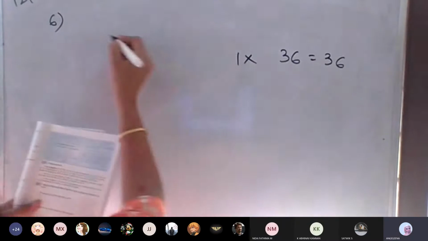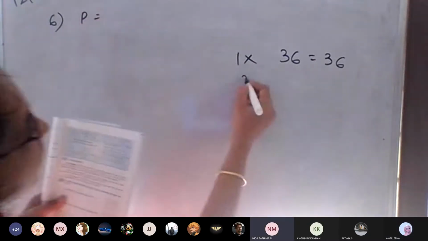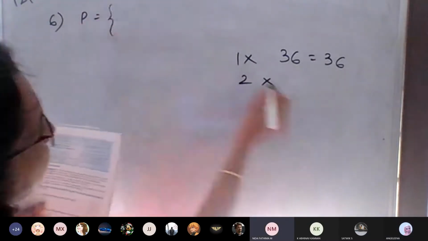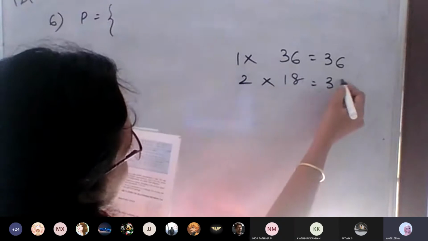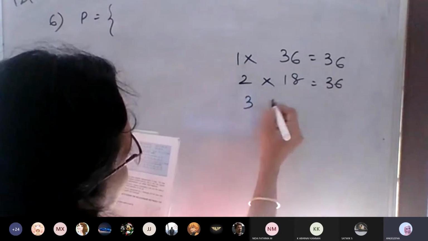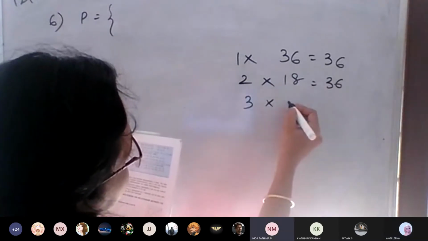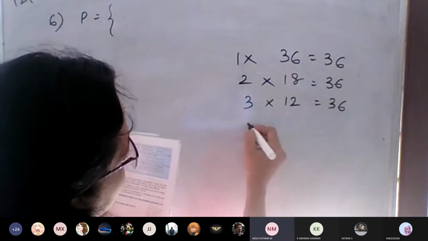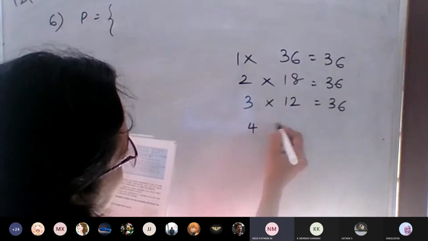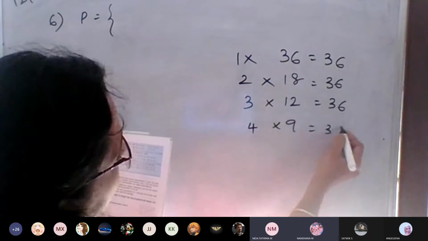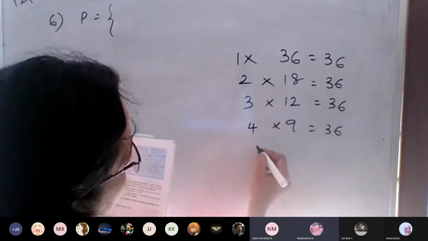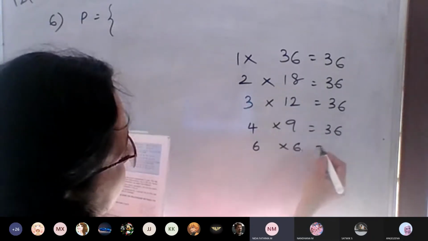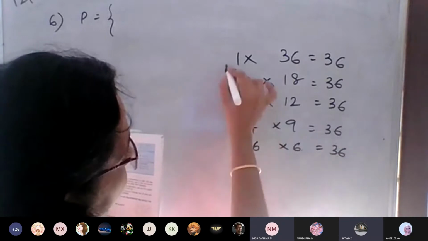2 into 18 is equal to 36. 3 into 12 is 36. 4 into 9 is 36. 6 into 6 is 36.